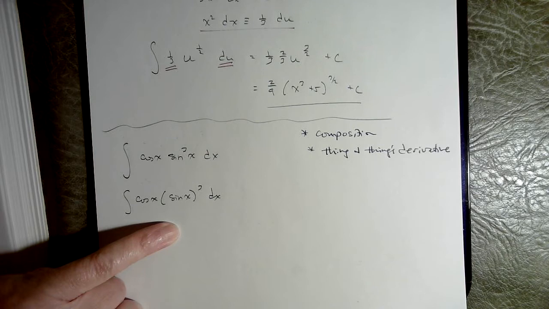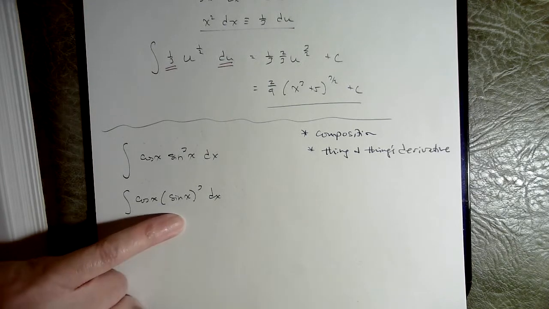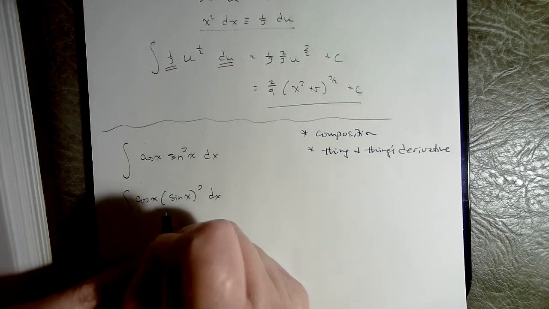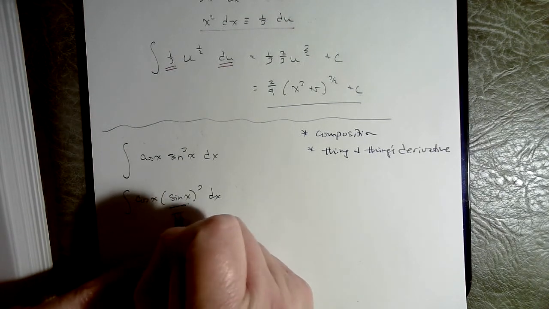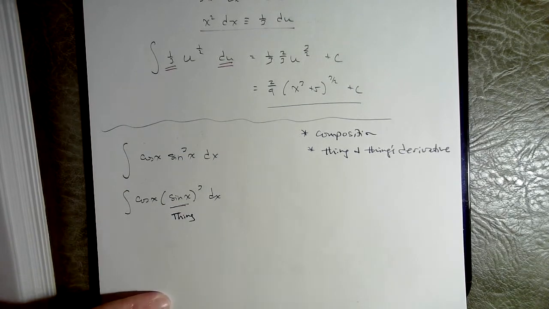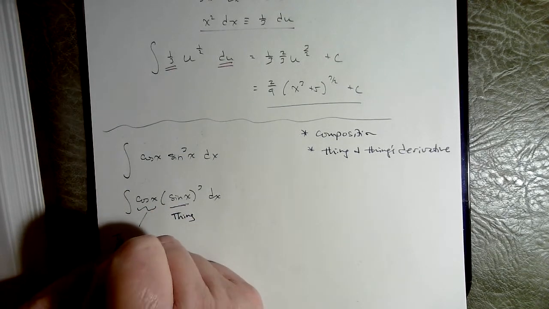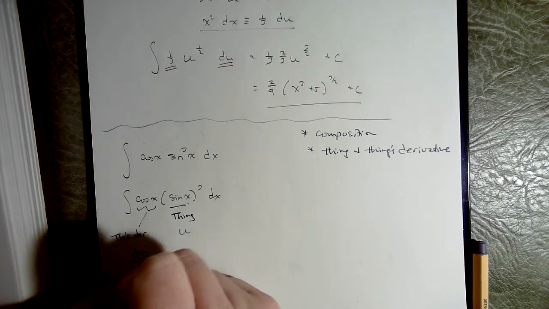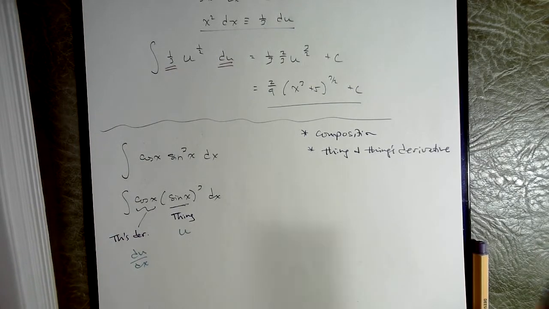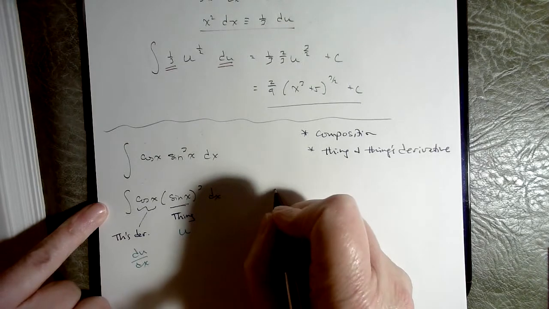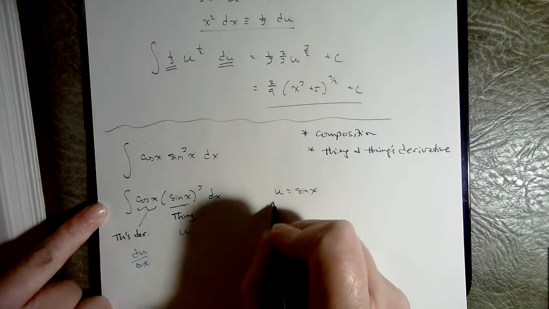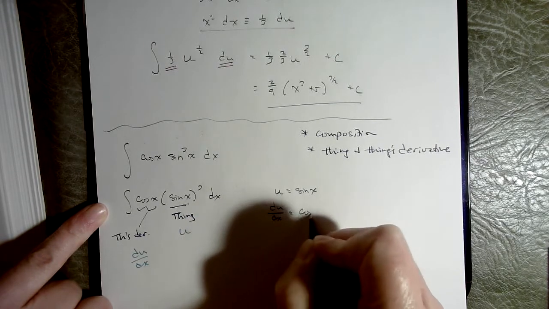And hey, wouldn't you know it? Cosine is the derivative of sine. So I have got thing. This is thing. And this is thing's derivative. We say that more formally with u and du dx. Let's write it out. Okay, let u be the sine of x, du dx is the cosine of x.